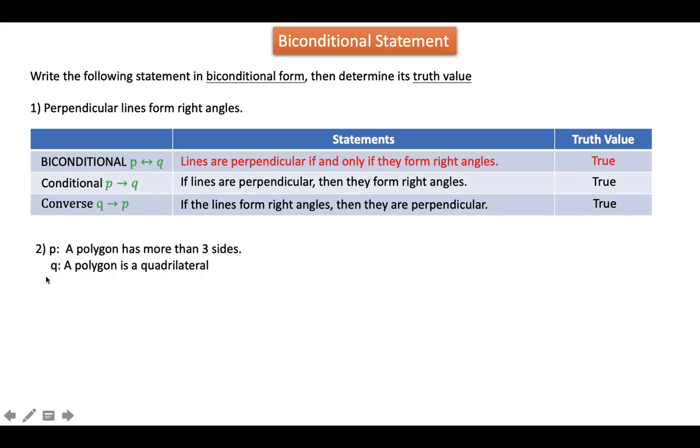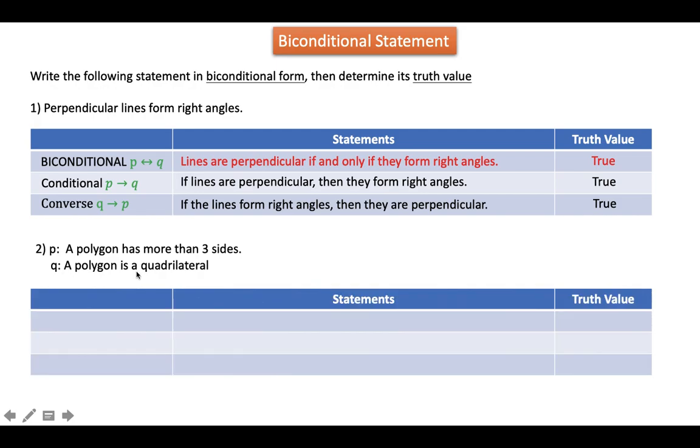Okay, for our given number 2, our first statement represented by P is: a polygon has more than 3 sides. Then our second statement is: a polygon is a quadrilateral. Now, we're going to write the biconditional statement of this given. We will just simply insert if and only if, or you can use the abbreviation IFF. So, a polygon has more than 3 sides if and only if it is a quadrilateral.